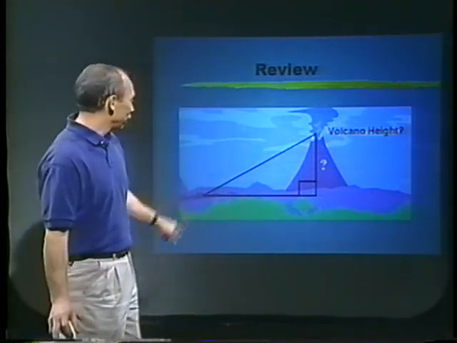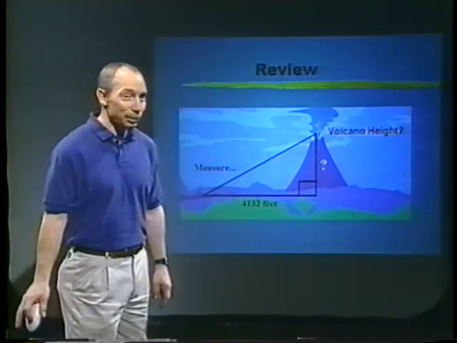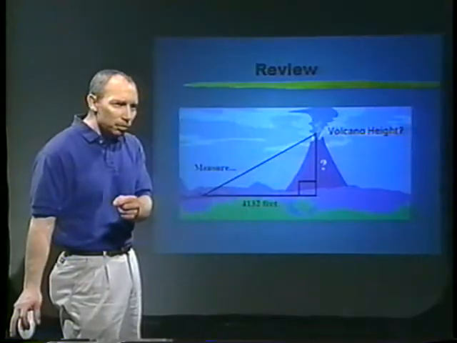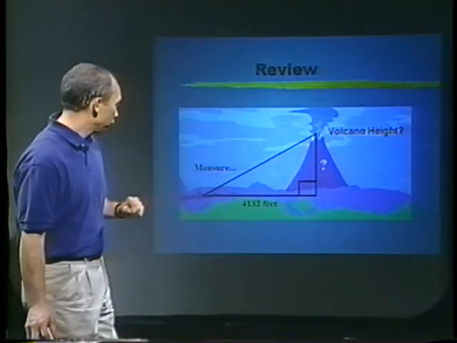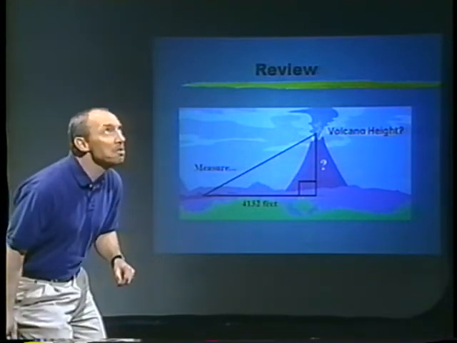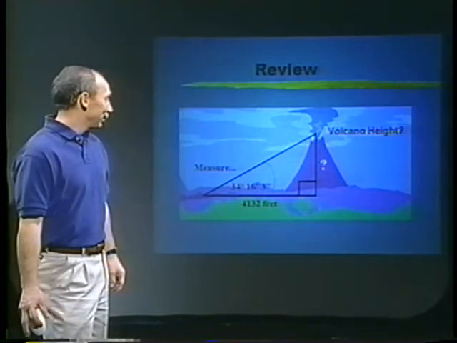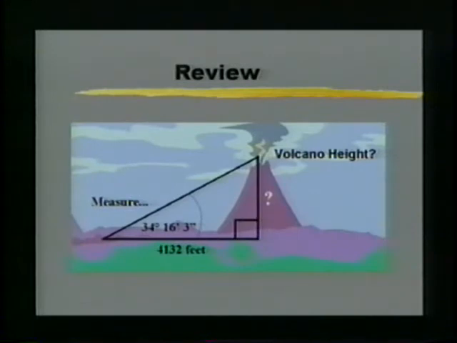So I'm going to measure the bottom side, and we'll say that's 4,132 feet. Not far away enough for me, but you get the idea. Now, I need one other thing to use trigonometry. I need an angle, which I can measure with a protractor. I'll go stand at this spot and look up with my protractor. Oh, I used the surveyor's equipment, I didn't use a protractor. I used the surveyor's equipment, and I got 34 degrees, 16 minutes, 3 seconds.